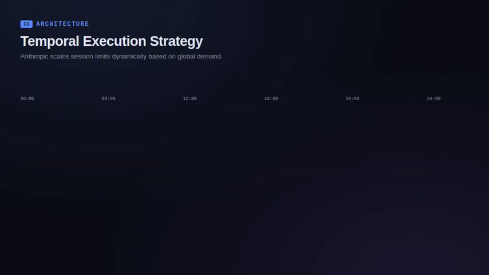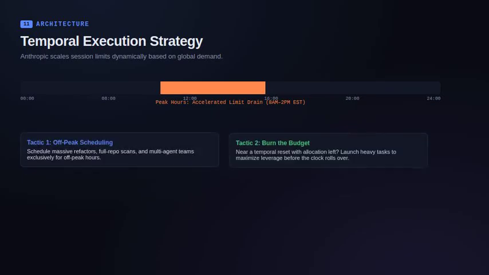Consider a temporal execution strategy. Anthropic scales session limits dynamically based on global demand. During peak hours, roughly 8 a.m. to 2 p.m. Eastern, your limit drains faster. Off-peak hours give you extended allocation. So schedule massive refactors, full repo scans, and multi-agent teams exclusively for off-peak hours to stretch your token budget further. And if you're near a temporal reset with allocation left over, launch your heavy tasks right before the clock rolls over to maximize your leverage.